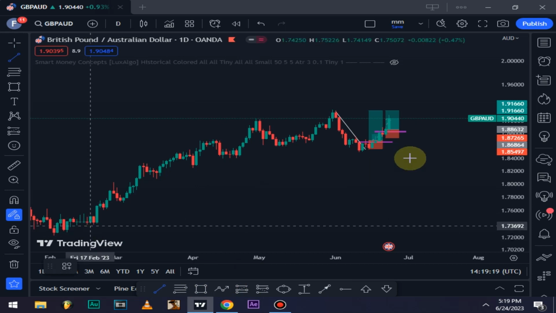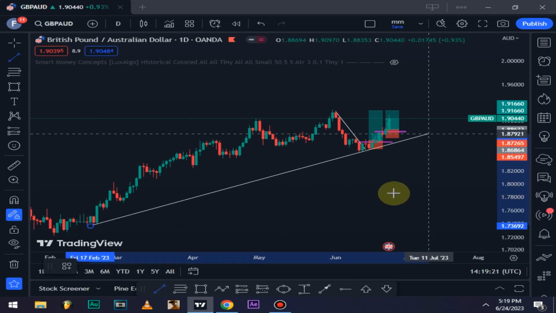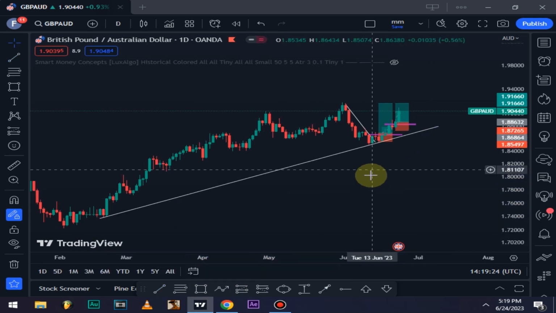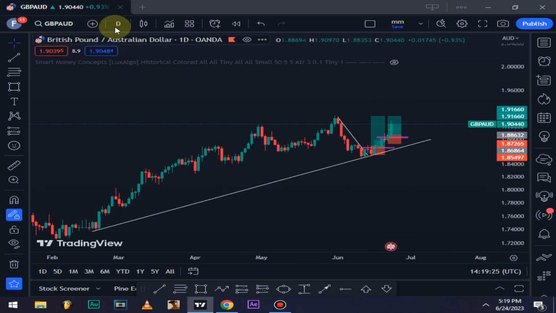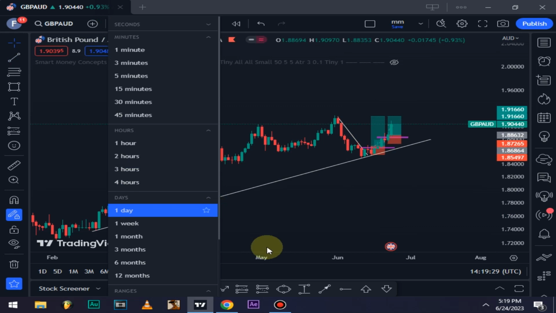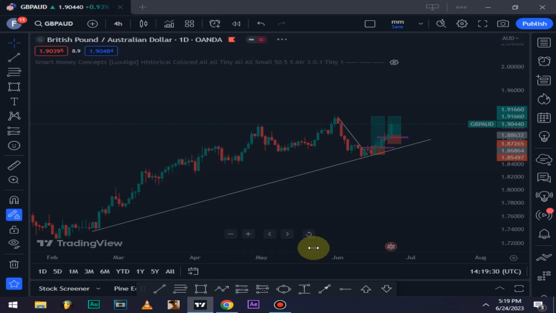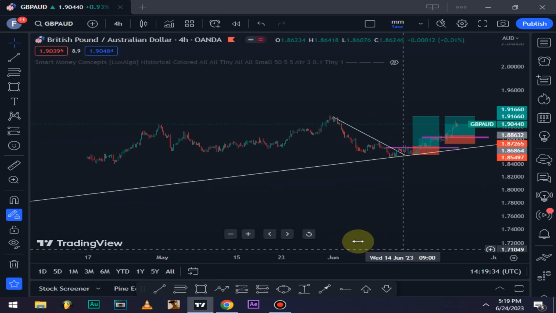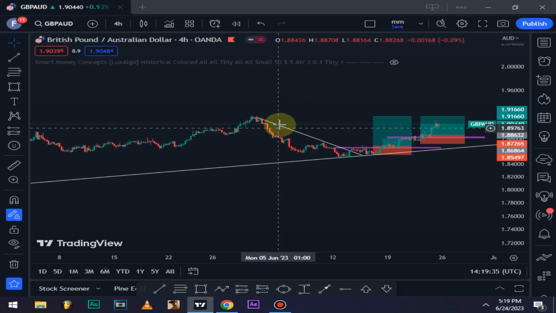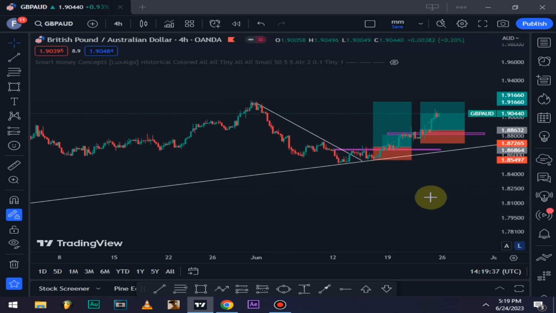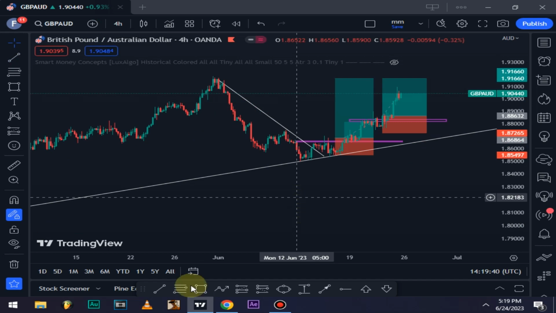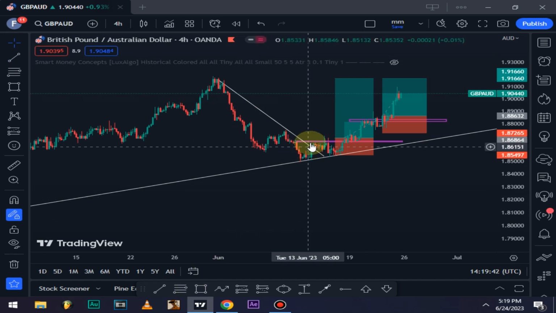So we can see that price was still in an uptrend over there. But then when I went to the 4 hours, guys, I was seeing that price broke that resistance over here. That is this line that I did draw over here. But I did not take that trade when price broke this zone.